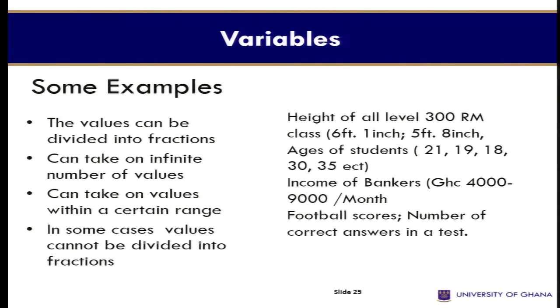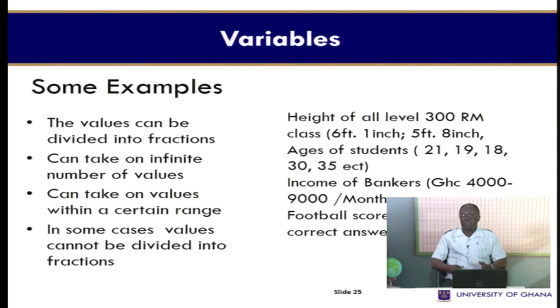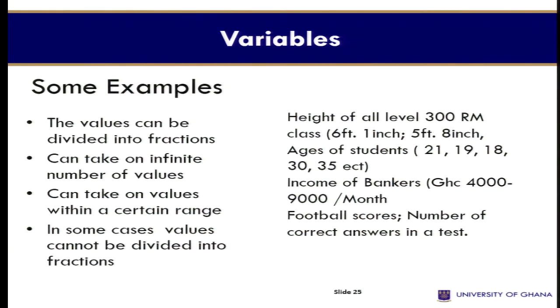As I said, the first example, the values can be divided into fractions. You have height. Let's take the height of the level 300 research methods class. You can have 6 feet 1 inch, 5 feet 8 inches, and all that. And they can take on infinite number of values, ages of students 21, 19, 18, and all that. The income of bankers, you have between 4,000 and 900 Ghana cedis per month. And as I said, in some cases, you cannot divide the values into fractions, for example, the scores of a football match.